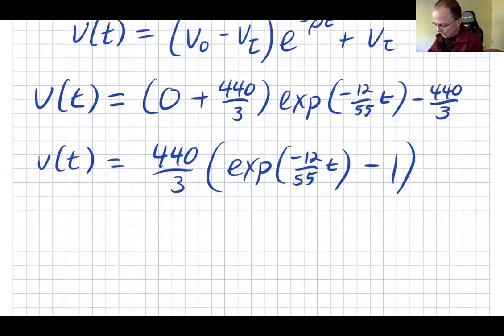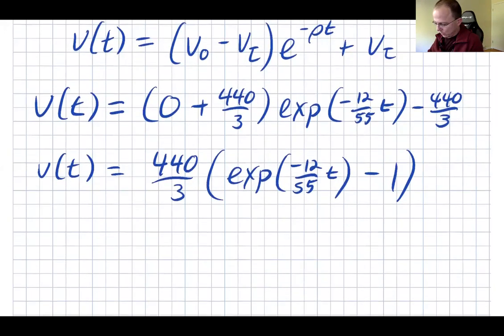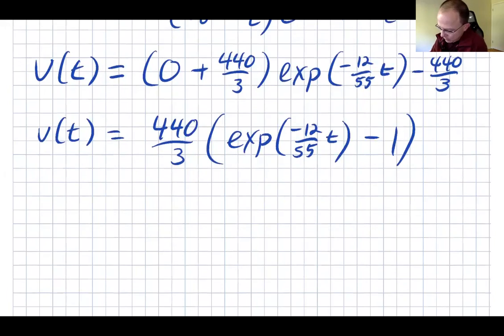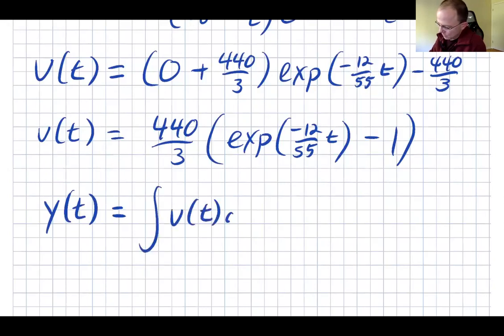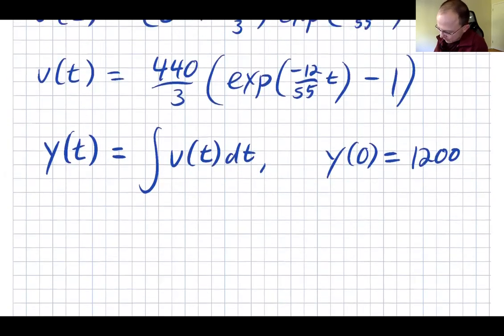Okay, great. So we need to integrate this to compute the y of t. So y of t will be the integral of v of t. And then the initial height was 1200. So that is our initial condition. So let's go ahead and integrate this.